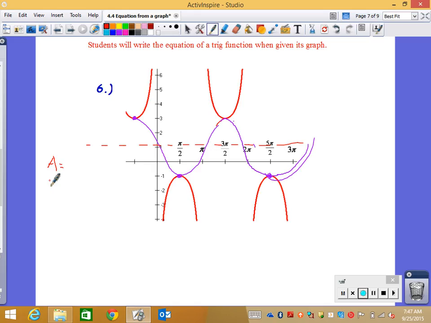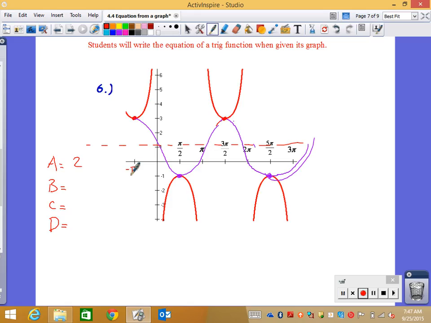My a value, my b value, my c value, and my d value. A value is the distance from a peak to the dashed line. So from 1 to 3, that's 2. My b value is the period. So let's pick a starting point and an ending point. Well, I'm going to pick this starting point and this ending point.